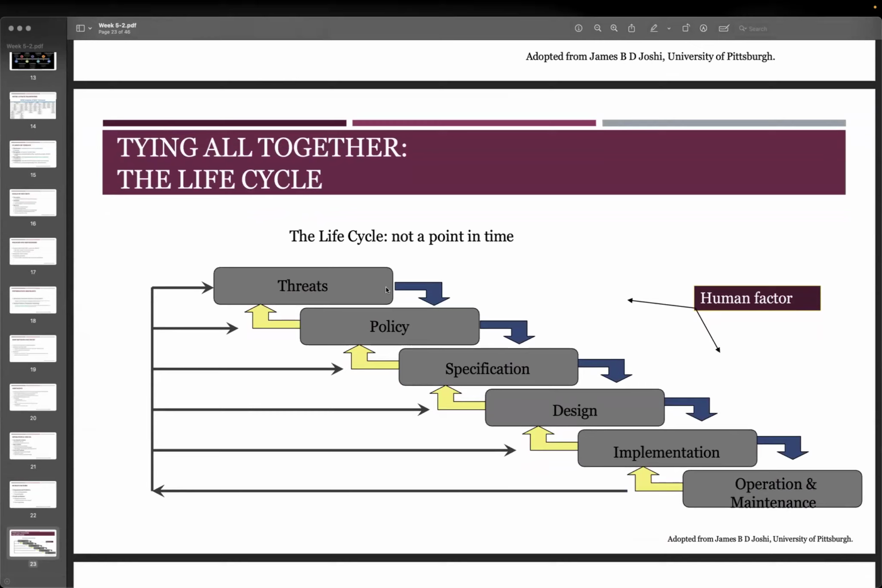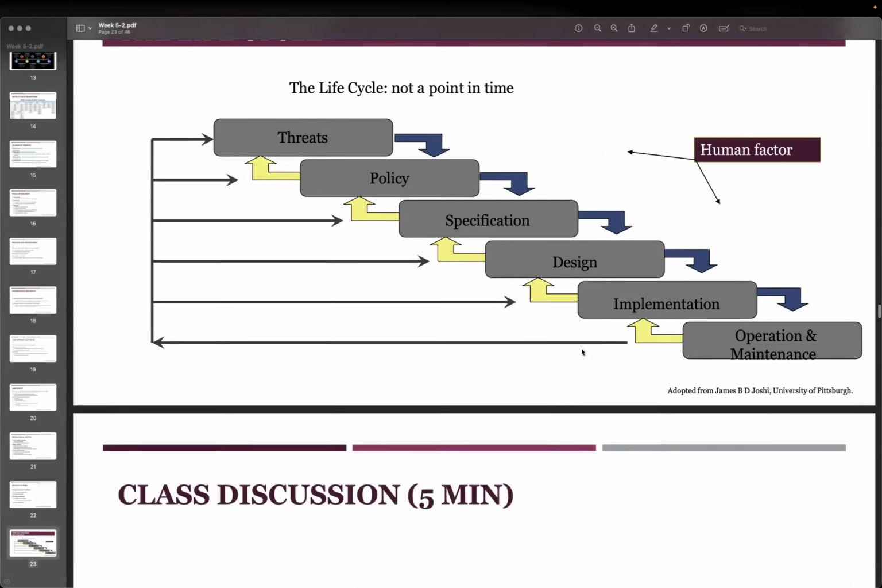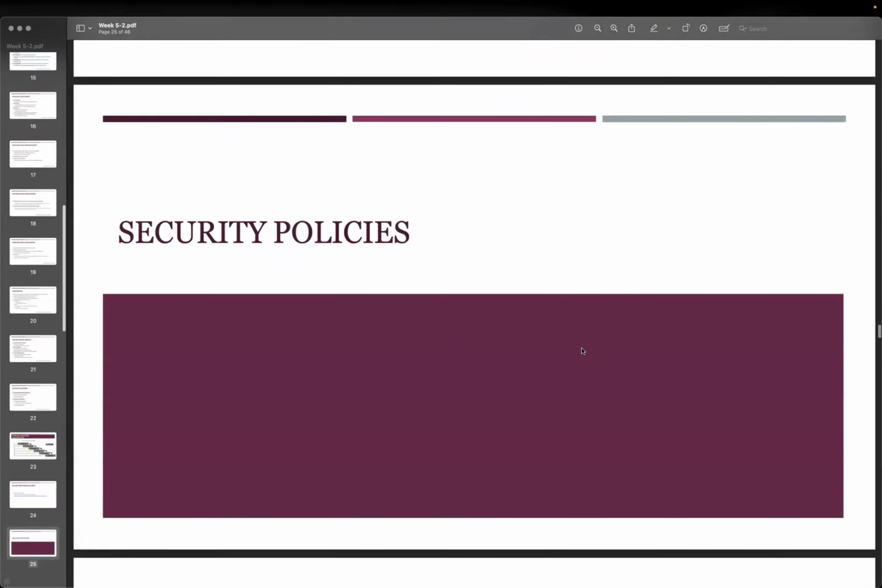So you see right here, when we put it all together, the life cycle looks like this. It's not a point in time, but for the threat, it affects the policy, and then we set the specification, and we make the design and implementation. Then we need to have operation and maintenance. But sometimes we go back to a certain stage for review, including some human filters. It's a whole life cycle.